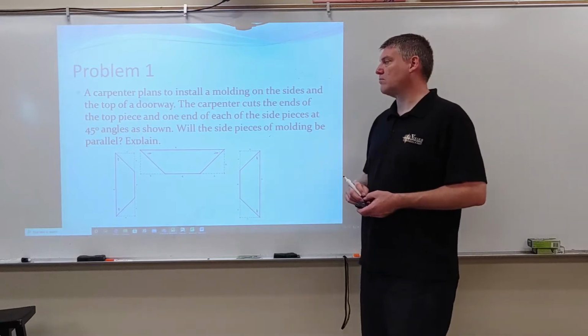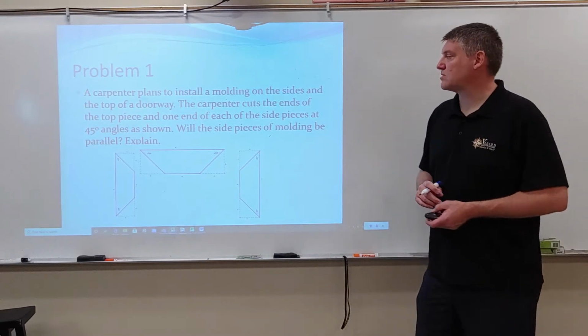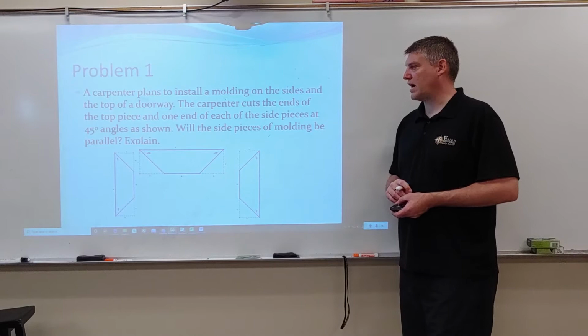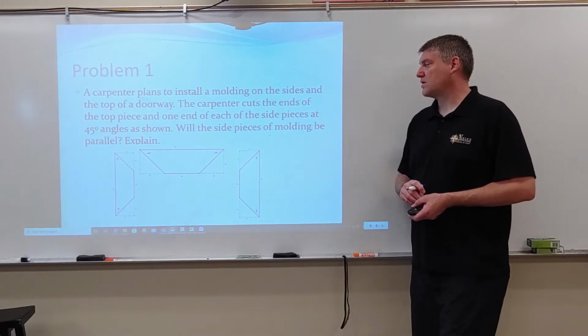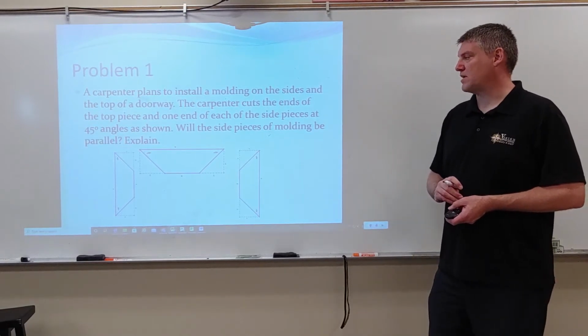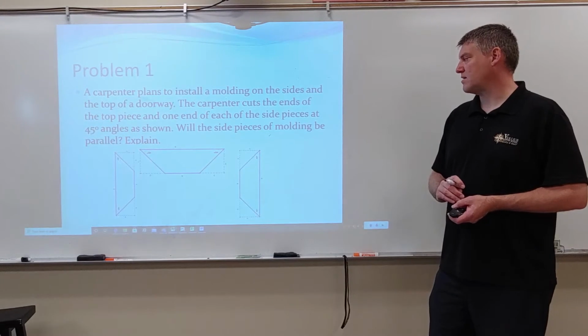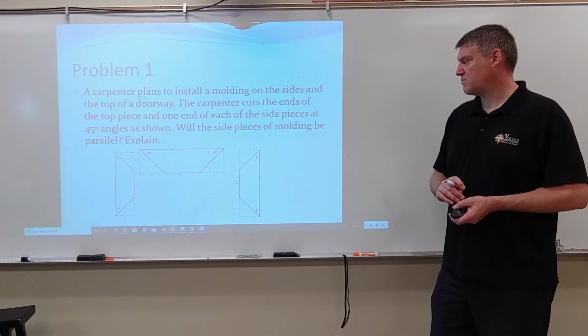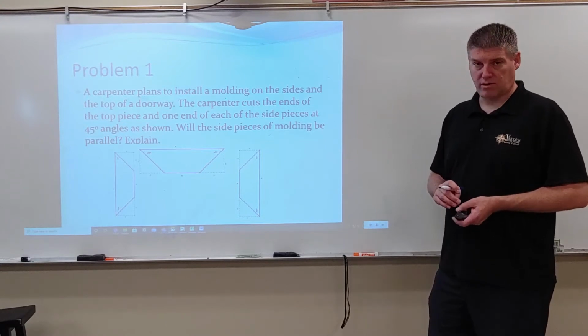Okay, so here's our problem 1. A carpenter plans to install a molding on the sides and the top of a doorway. The carpenter cuts the ends of the top piece and one end of each side piece at 45-degree angles as shown. Will the side pieces of the molding be parallel?